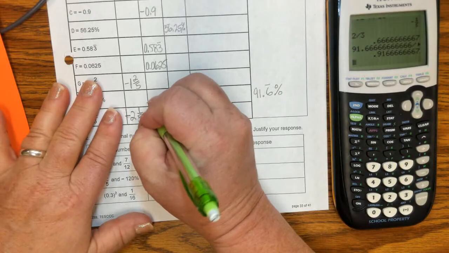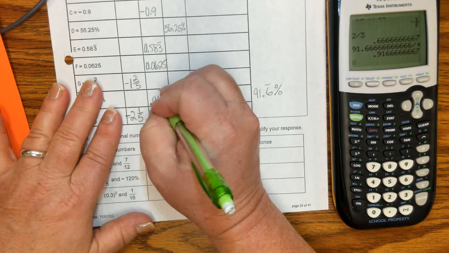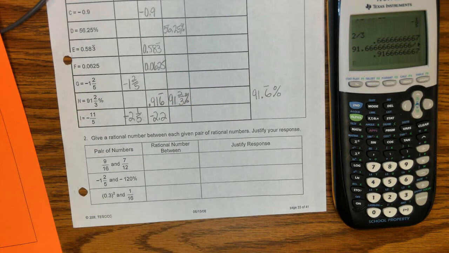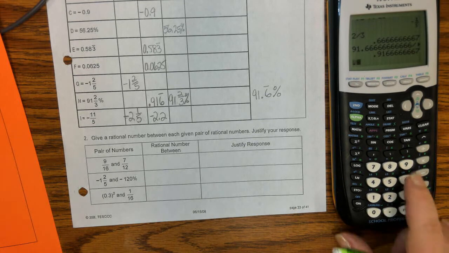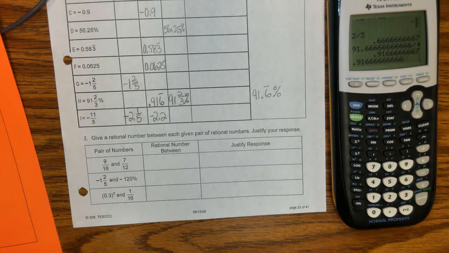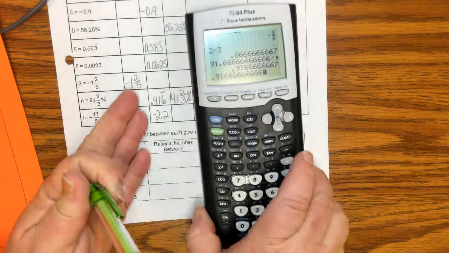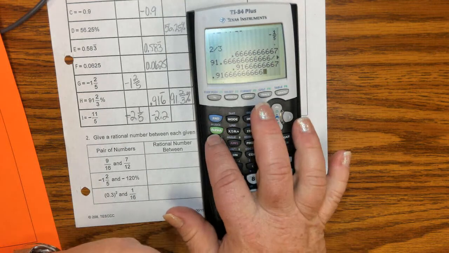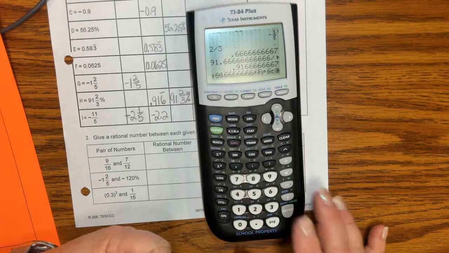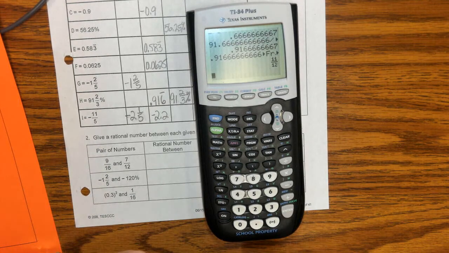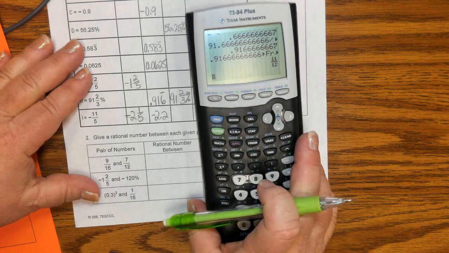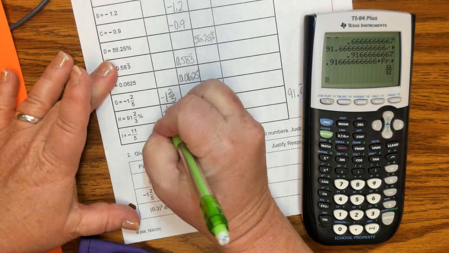So 0.916 repeating. Now to change that to a fraction, remember you cannot ignore that repeating decimal. So 0.916666666, and this is where you are going to hit math, enter, enter, and what do you get? 11/12. And 11/12 is your fraction.